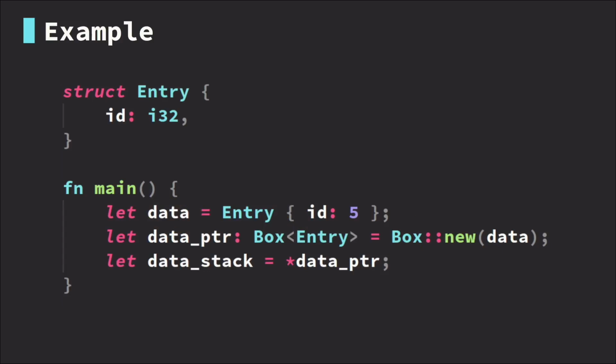If you want to move this data back onto the stack, what you can do is use an asterisk to dereference the data. So we'll use an asterisk with the data pointer, which is a box. Once we do so, the data will be moved back onto the stack. It's really that simple.